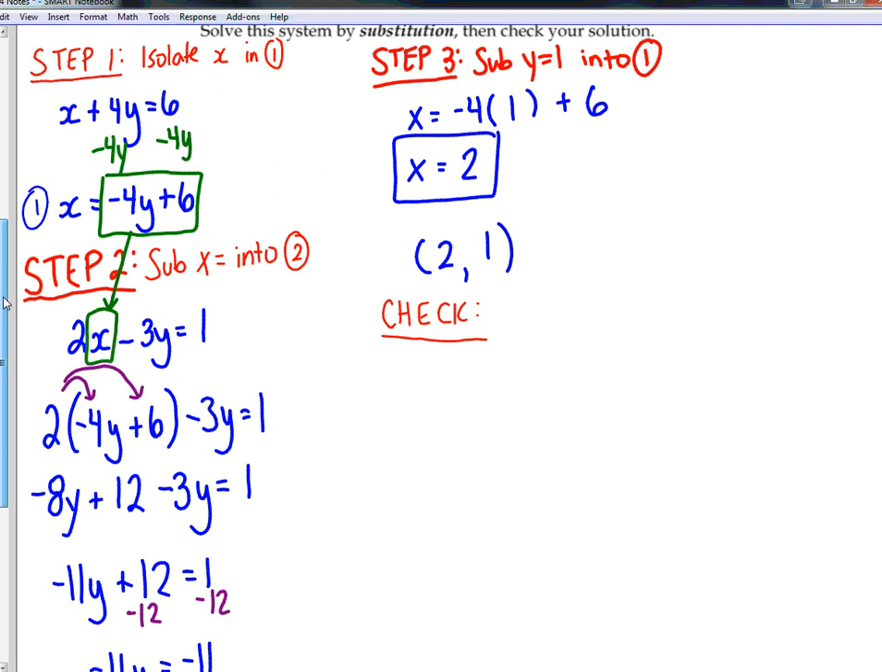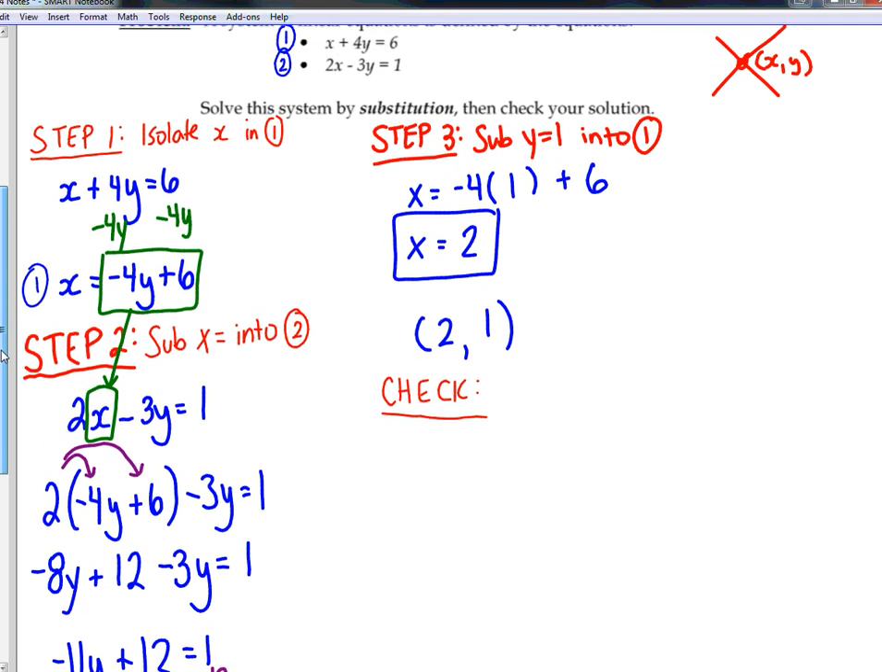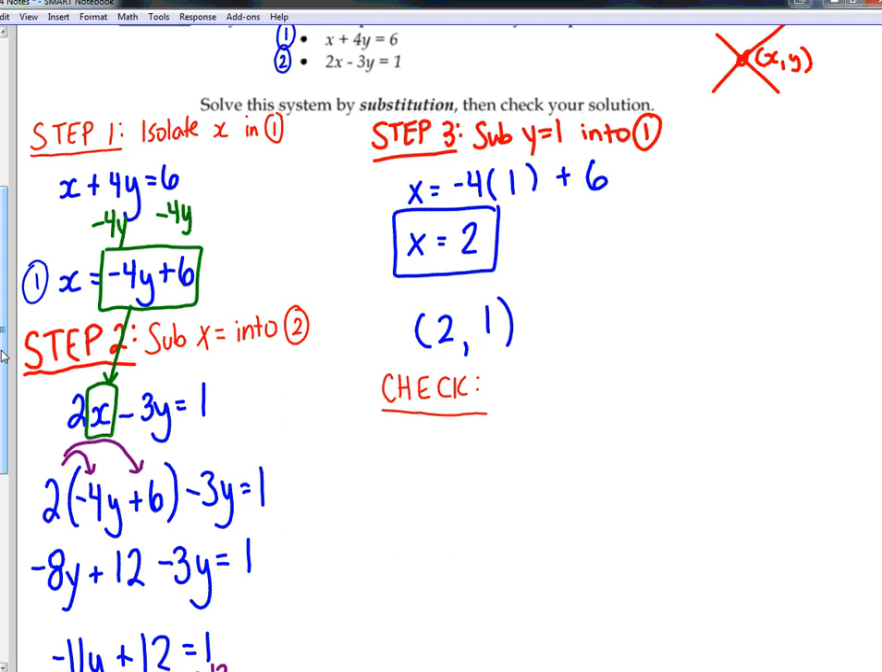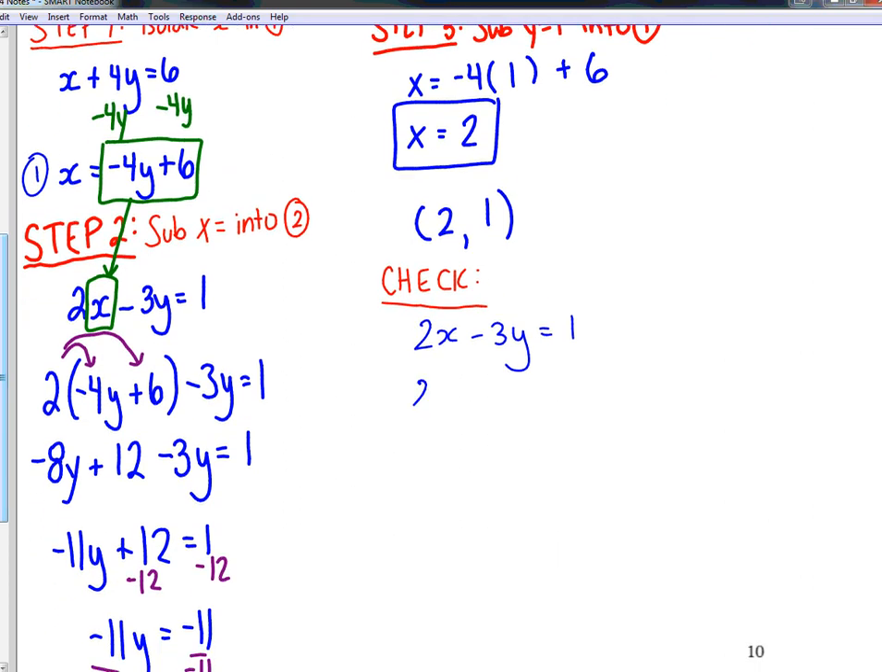Yeah. Okay, so check. 2x minus 3y should equal 1. We sub it into the original equations. So 2 times, what was x? It's checking stuff. It's part of your marks. Is that step 4? Yeah, sorry, this is step 4. Here's your check. 2 times 2 minus 3 times 1 has to equal 1.